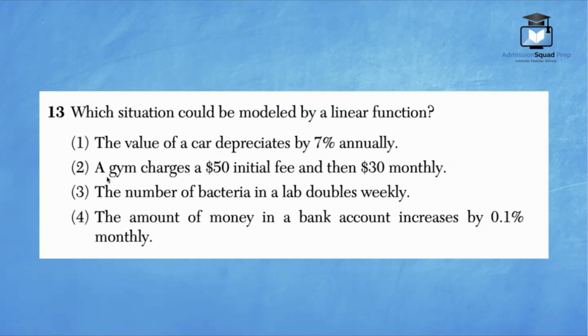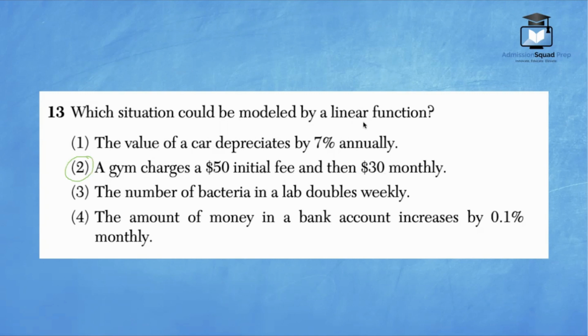Let's check out choice 2. A gym charges a $50 initial fee and then $30 monthly. So you have $50 to begin with, and then you're adding $30 every single month. That sounds like a linear function to me. That would be the correct answer. Let's keep going though. The number of bacteria in a lab doubles weekly. To double means you're multiplying by 2 every single time.